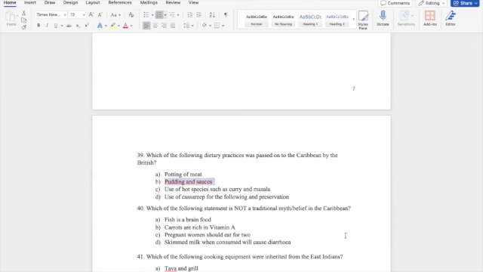All right, number 40. Which of the following statement is not a traditional myth? I mean, no myth is what, yeah? First, say it's not true. Carrot are rich in vitamin A. Oh my God. Anyway, that is debatable.